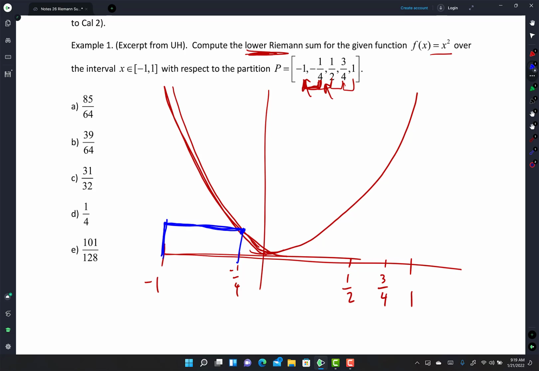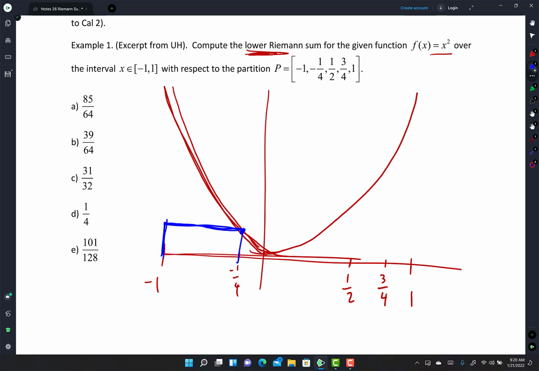On the curve. And why did you start at -1/4? Because they told me my partition is between -1, -1/4, 1/2, 3/4, 1. I'm going in order by the partition. I understand you're going by partition, but I don't understand why you started at -1/4. Oh, because -1/4 is the lowest point on the curve between -1 and -1/4. It says lower, so I got the lowest.